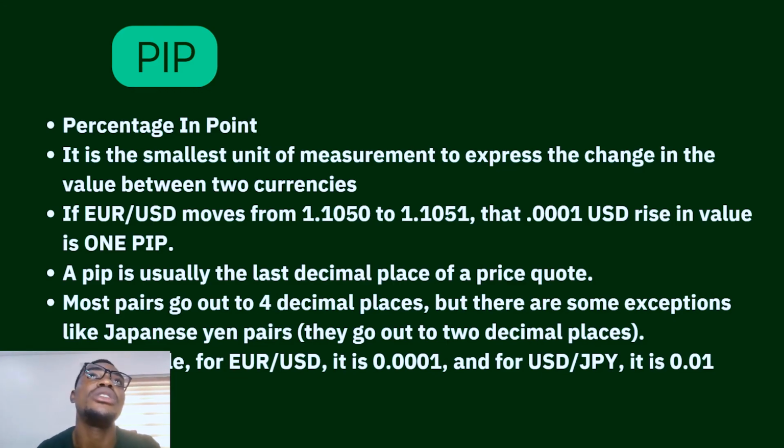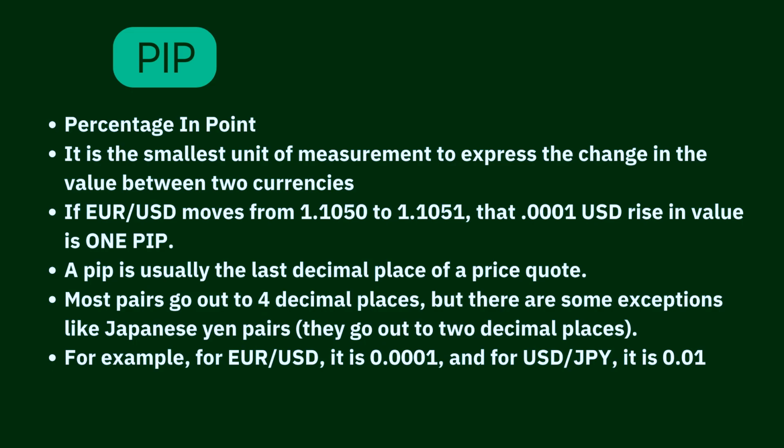Now, if your USD moves lower from 1.1050 to 1.1049, that means your USD has moved 1 pip lower. So that last value, the 4th decimal place, that's how we measure pips. Now, most pairs go out to 4 decimal places, but the Japanese pairs, the pairs that are paired up with the yen, are actually an exception. Any other pair you see mostly goes out with 4 decimal places. The 4th one is what we use for measurement.